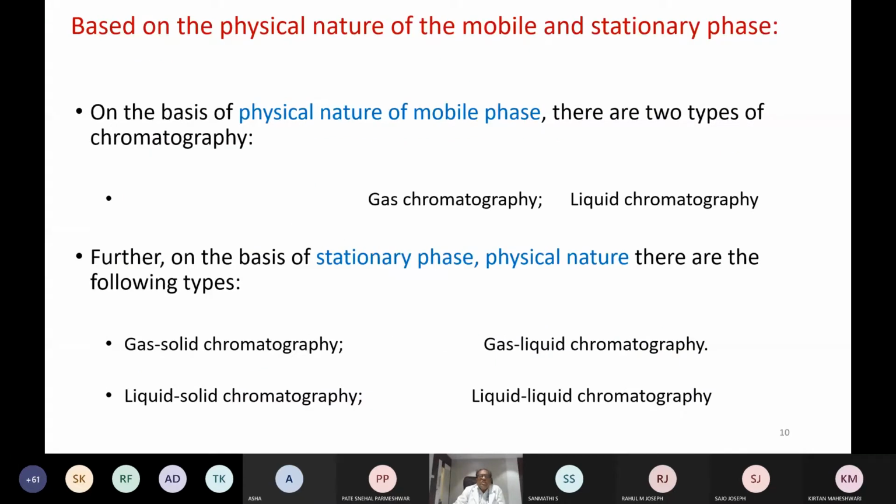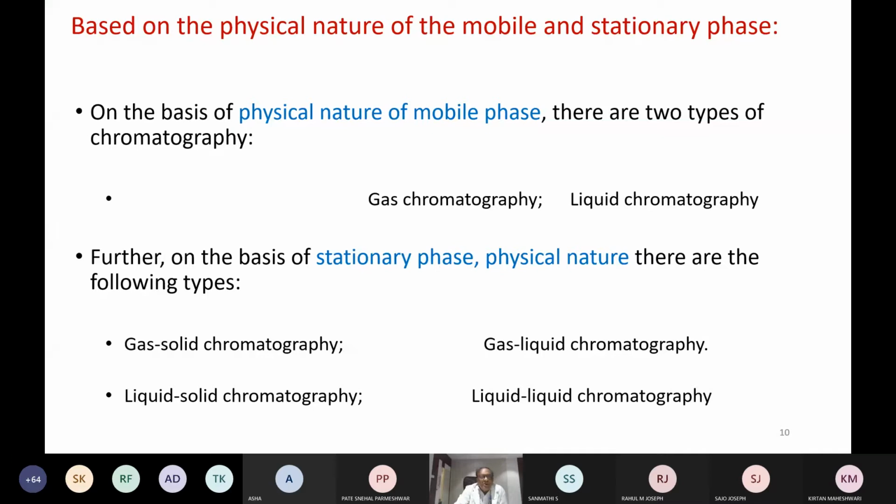And based on the physical nature of this, they are further classified into gas chromatography and liquid chromatography. Just for your knowledge, we are just putting it. And further, on the basis of the physical nature of the stationary phase, there are the following types: gas solid chromatography, gas liquid chromatography, liquid solid chromatography, liquid liquid chromatography. Such different methodologies will be there.